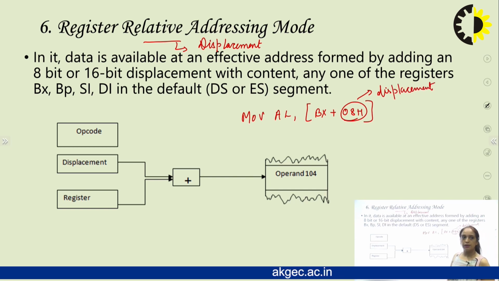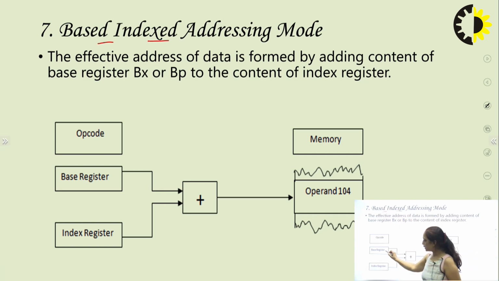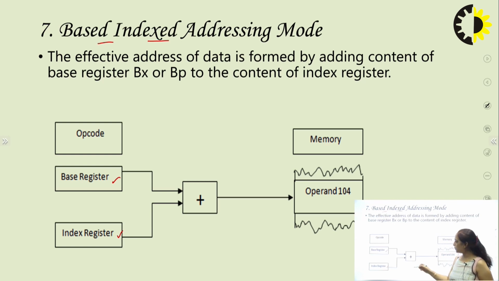This will be known as displacement, right? So then base index addressing mode: the relative address of the data is found by adding the content of the base register or base pointer to the content of the index register. As the name implies, base indexed, so it will have the base register as well as the index register, right? So the data present at this address will be copied to the destination, or from your source.